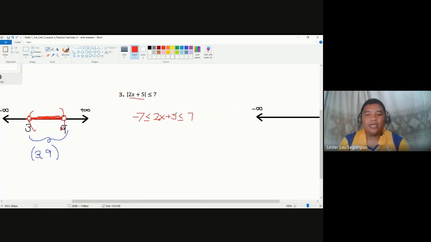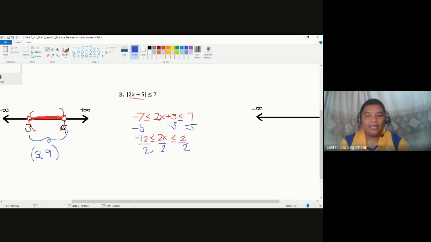My suggestion is, of course, remove 5 first by subtracting 5 here, minus 5 here as well, and minus 5 here as well. We are left with 2x is greater than or equal to negative 12, but less than or equal to positive 2. Then we'll now remove 2 by dividing both sides, or all sides rather, by 2.